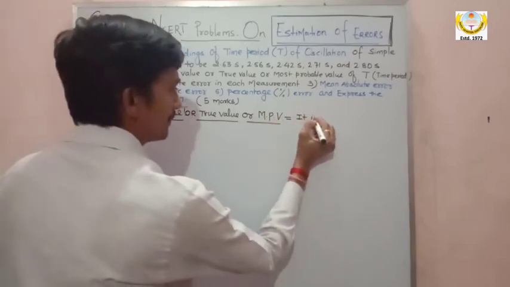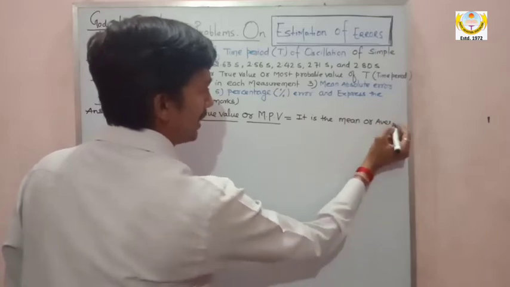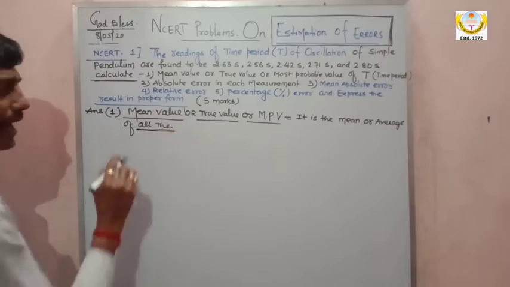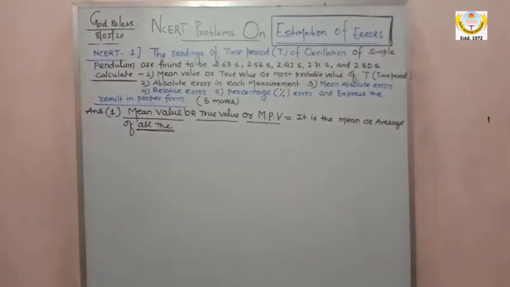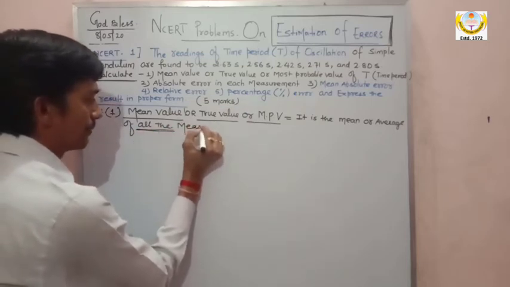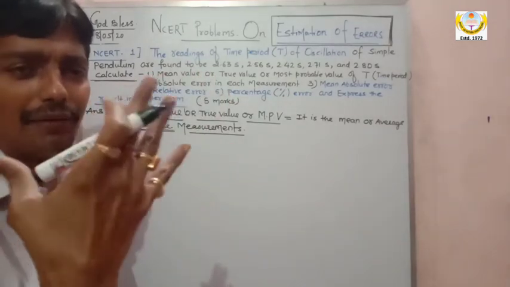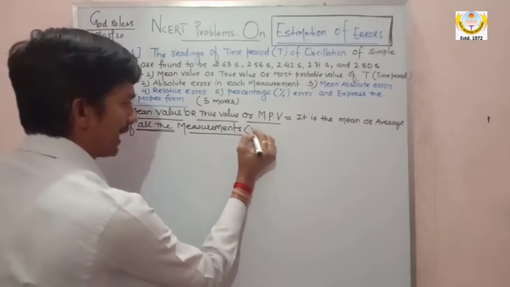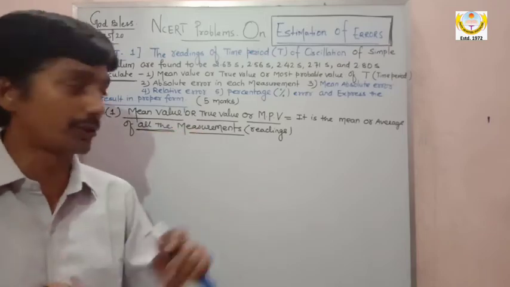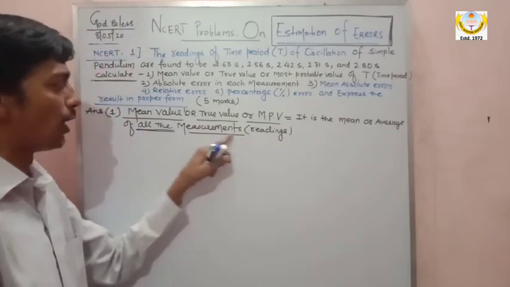It is the mean or average of all the measurements. How many measurements have you done? 5 measurements, 5 readings. So I can write measurements, I can write readings, no issue. Use your own words. Ultimately we have to calculate. It's a numerical, but it is also true that you have to know the definition. Then only you can get the values. So it is the mean or average of all the measurements or readings.